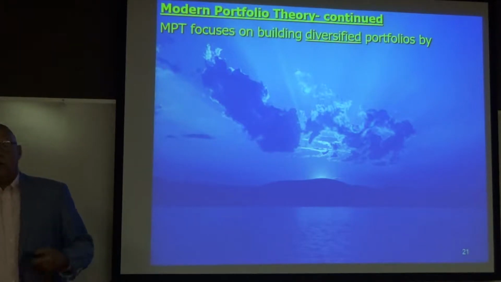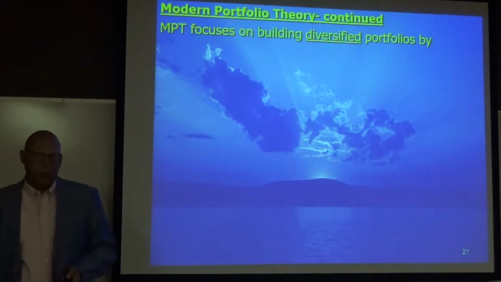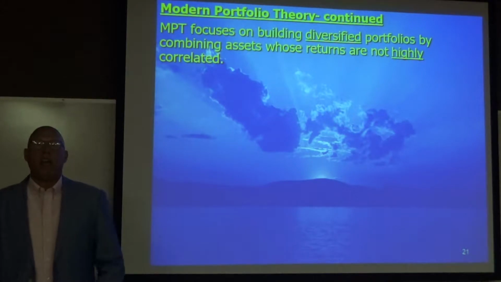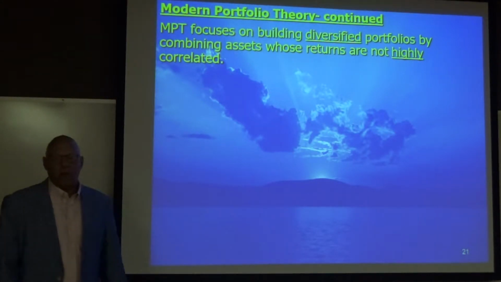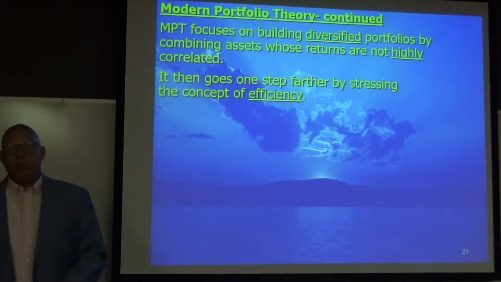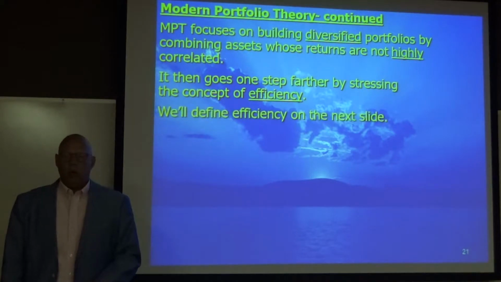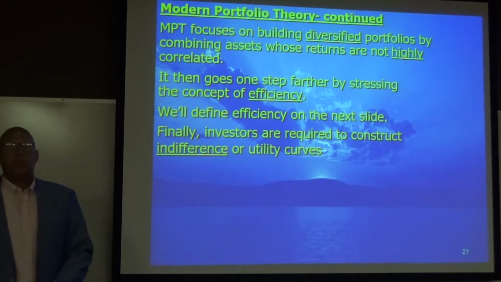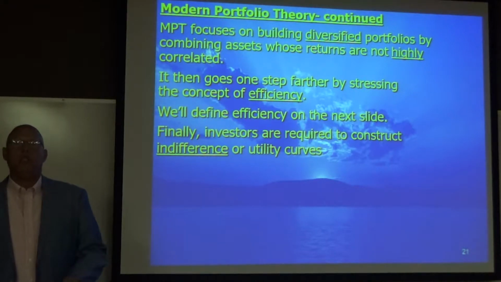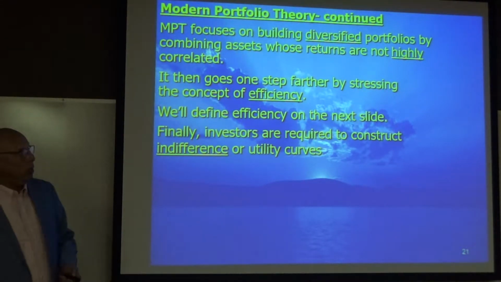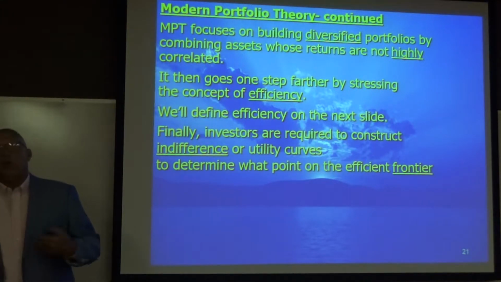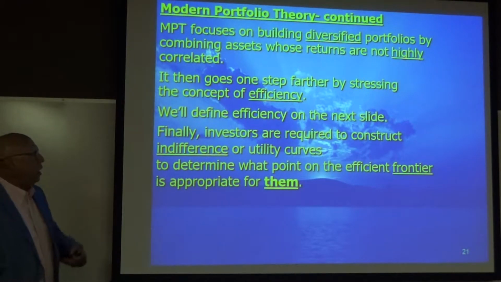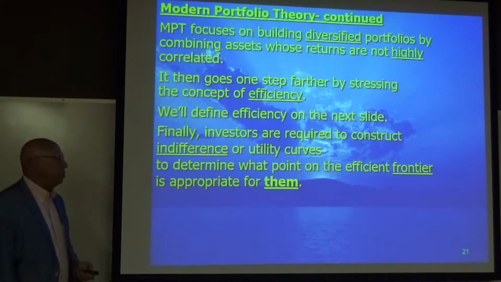So modern portfolio theory, or MPT, focuses on building diversified portfolios by combining assets whose returns are not highly correlated. So we look at that statistic of correlation and try to factor that in. It then goes one step farther by stressing the concept of efficiency, and we'll talk about efficiency on the next slide. Finally, investors are required to construct indifference or utility curves. So we're going to put together correlation, efficiency, and indifference or utility curves. And from doing all this, we'll determine where on the efficient frontier an investor should be.